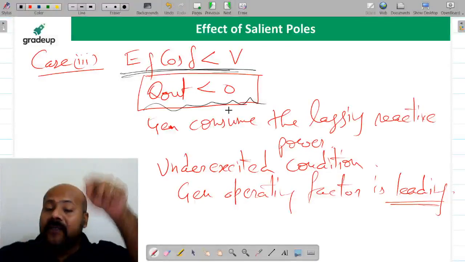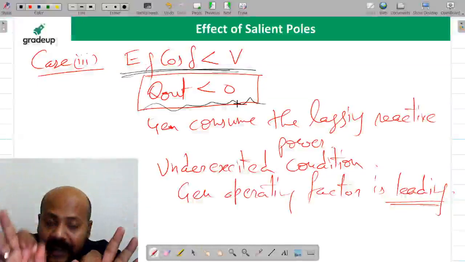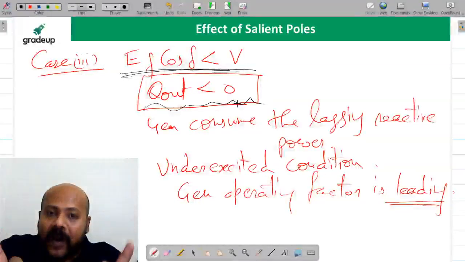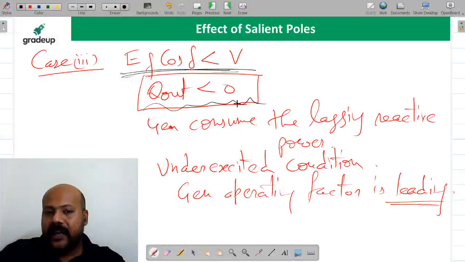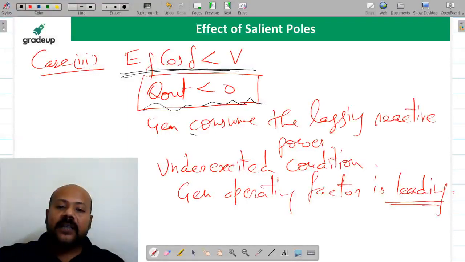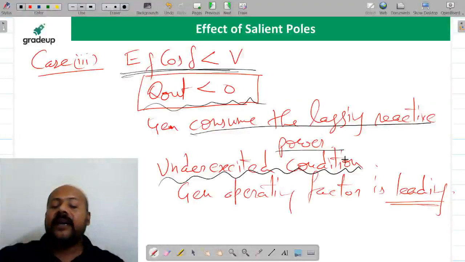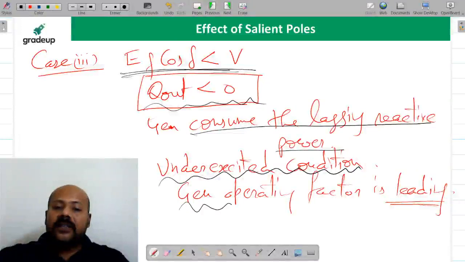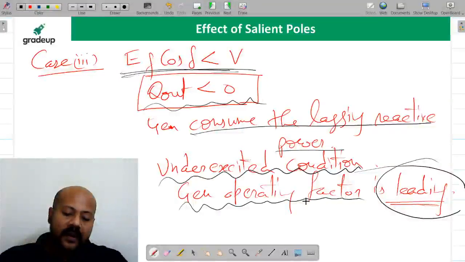Q out negative, you put your mind here, focus here, all of you. If you are a generator and your output power is negative, it means instead of supplying that power, you are receiving or consuming that power. That is the idea. So beta, your generator in this case is consuming the lagging reactive power, so it is going to be under excited condition. And in this condition, your generator operating power factor is leading. I hope it must be clear to all of you.